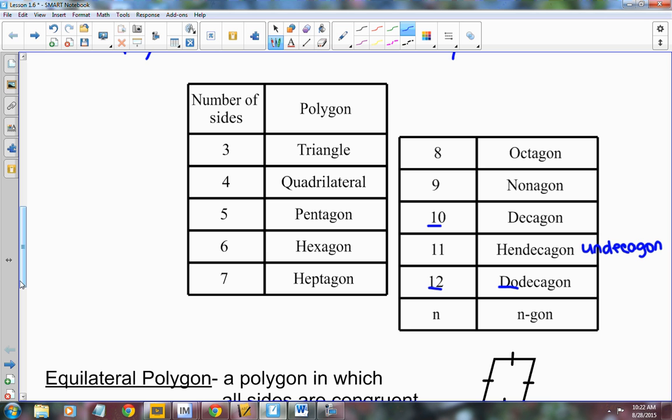So that's how I remember that the dodeca goes with the 12 and the deca goes with the 10, okay? And then anything greater than that, you just use the number of sides. So like it's a 13-gon, or a 20-gon, or a 25-gon, or a 135-gon, okay? So any more than the 12, you just refer to by the number of sides.